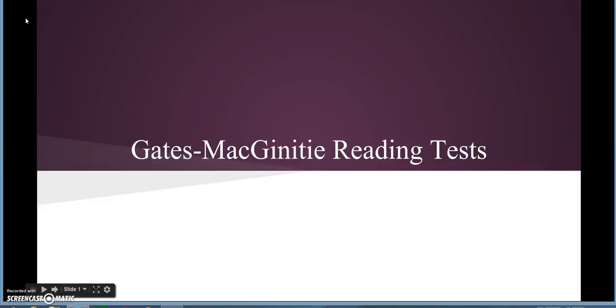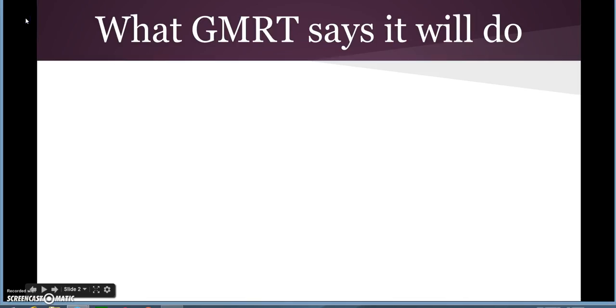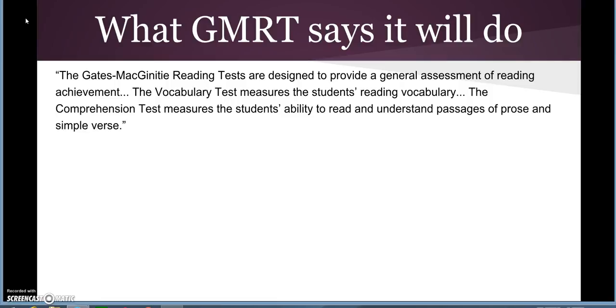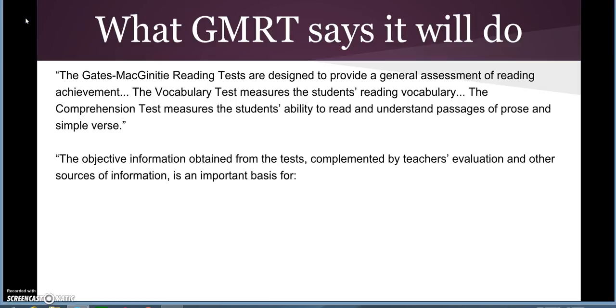The Gates-MacGinitie Reading Tests. So what does the GMRT say it will do? The Gates-MacGinitie Reading Tests are designed to provide a general assessment of reading achievement. The vocabulary test measures the student's reading vocabulary. The comprehension test measures the student's ability to read and understand passages of prose and simple verse.